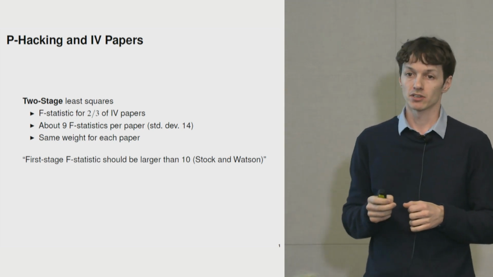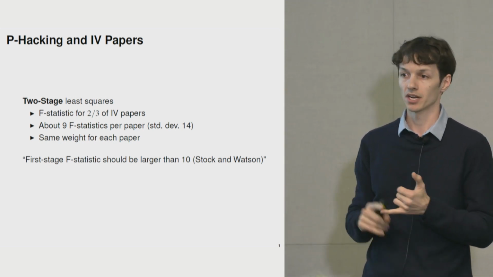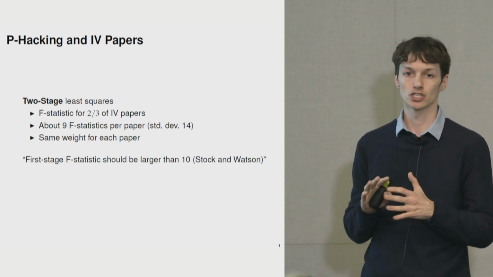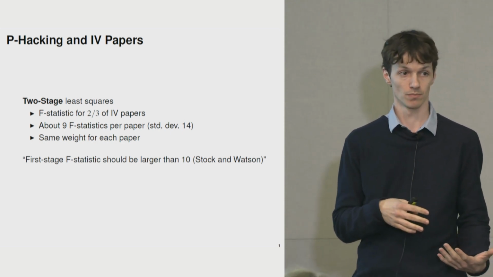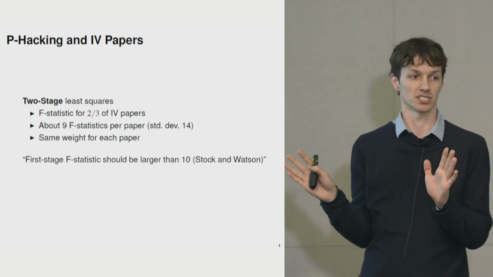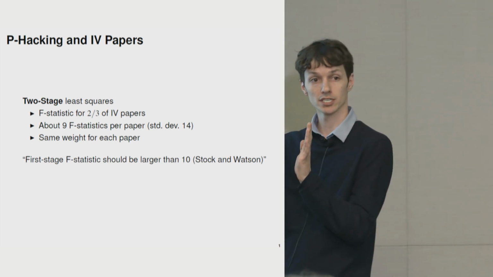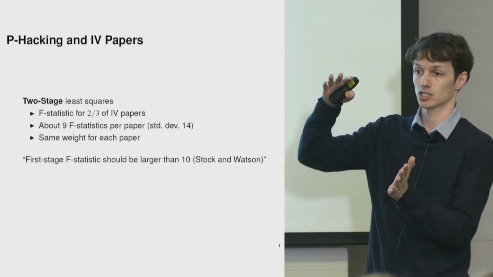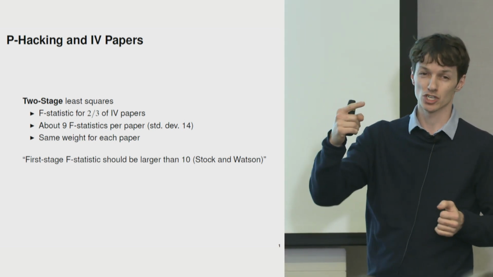One third of IV papers in our sample do not report their F-stat. Not in a footnote, not in the appendix, they just don't report it. Two thirds do. My guess is if you don't report it, it's because it's higher than 10, but that's just a guess. So here what I'm going to be doing is to look at the two thirds of articles that actually report the F-stat. The problem, some just report once.